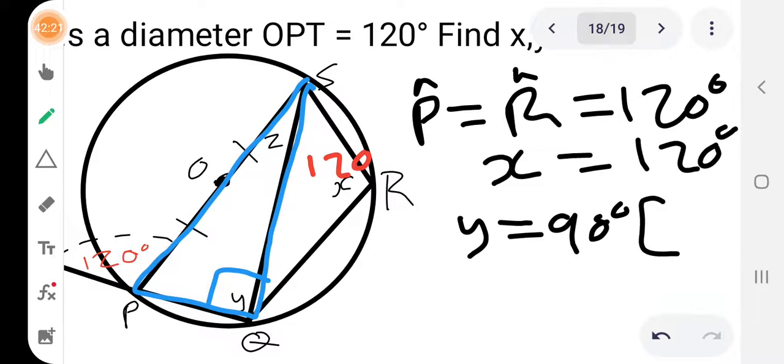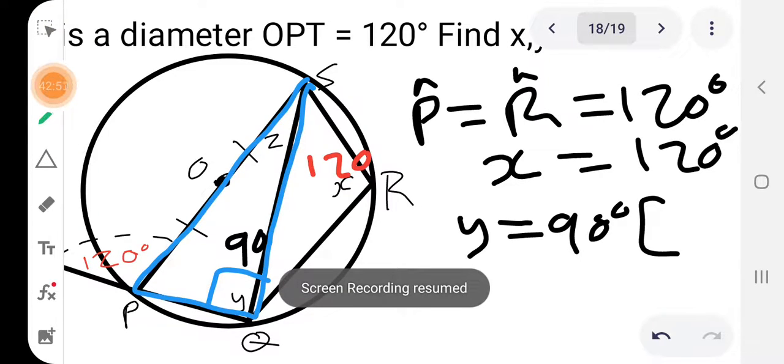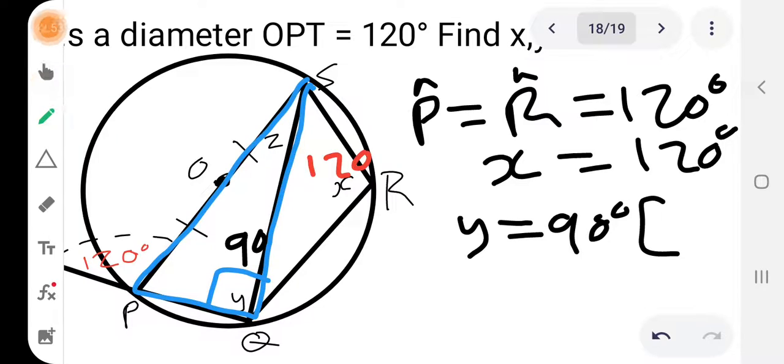We also need to find z. Here we have 90. How am I going to find z? This is simple. You find the angle x and you find your y. Therefore, you need to find your z. Remember we need to find x, and we need to find z.